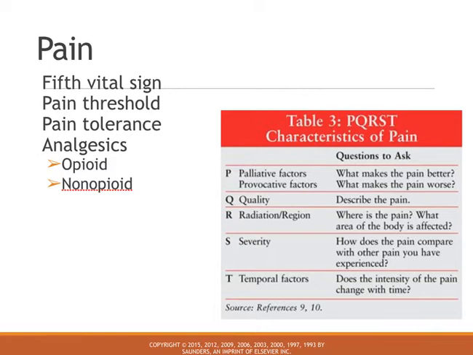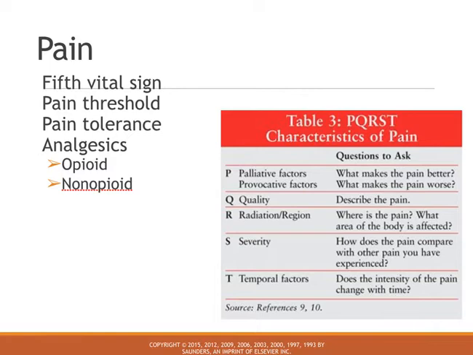Pain threshold. Pain threshold is individualized to each unique patient, and it reflects the level of stimulus needed to create a painful sensation. What might hurt me may feel like just a nuisance to you. So it has to be based on the patient's report. Next, there's pain tolerance, and that is the amount of pain one can endure without having it interfere with normal functioning. And then our analgesics, those are our pain medication.